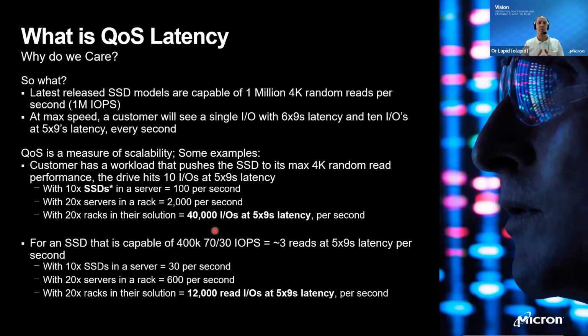Let's take another example of a more real-life workload, 70-30% 4K random read, and SSDs are capable of 400K IOPS in this state. So this leads us to 3 reads at 5 nines latency per second. And if we do the math, we end up with 12K reads at 5 nines latency per second. So an application that will not be able to handle this type of latency will eventually show the end customer an effect of slow loads or dropped web pages or failed transactions from time to time.